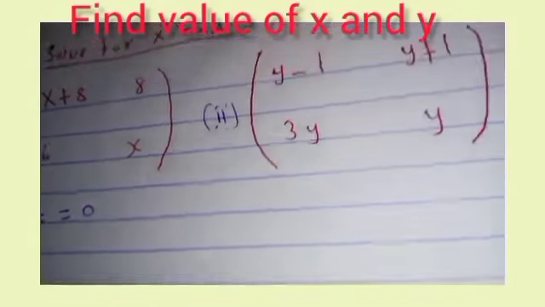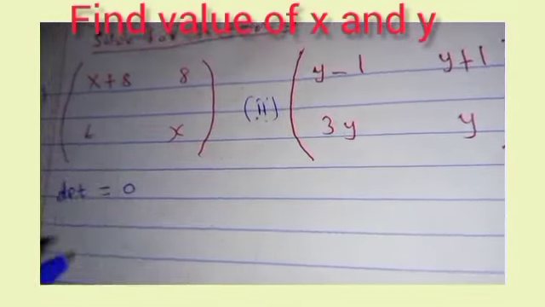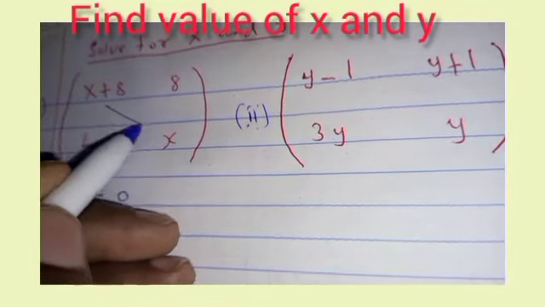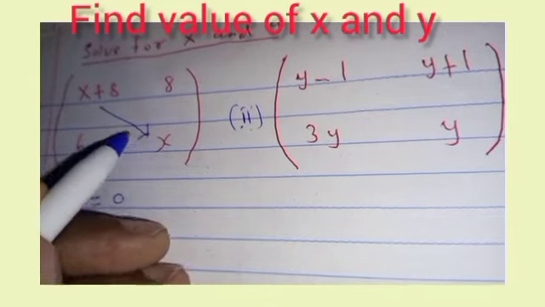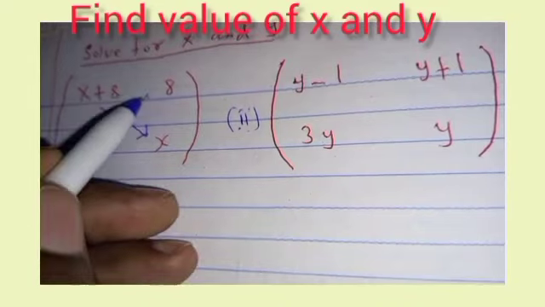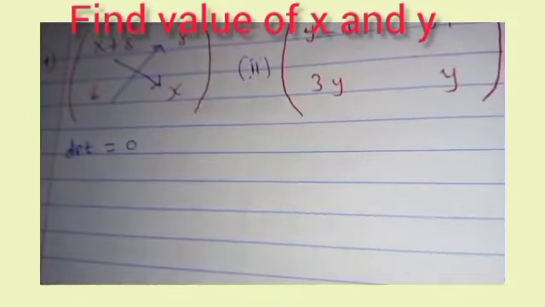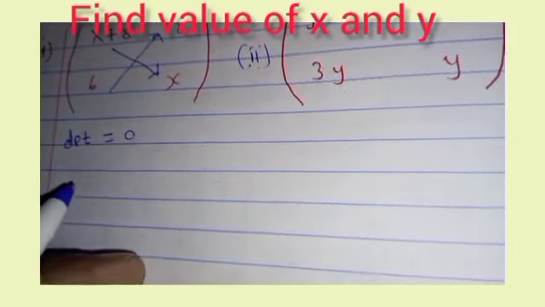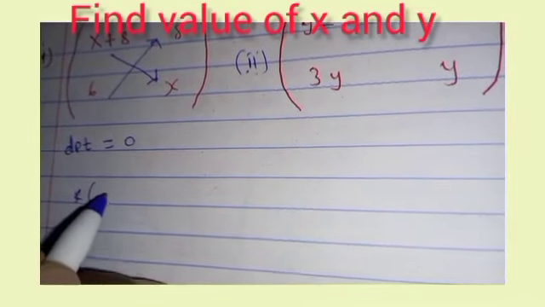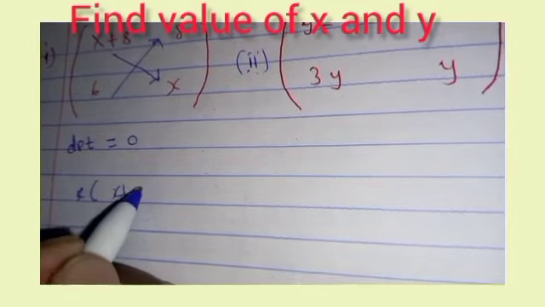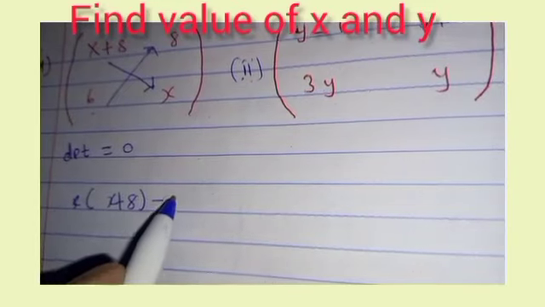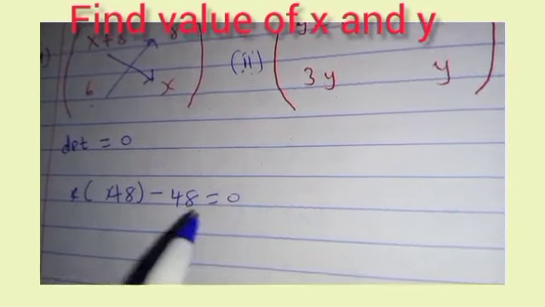So, we are going to begin with number Roman 1. We get the determinant, which is found by the product of the main diagonal, and you subtract the product of the other diagonal. That is how we obtain the determinant. Then we equate it to 0. So, we are going to have x into bracket x plus 8 minus 6 times 8, which is 48. This will give you 0.